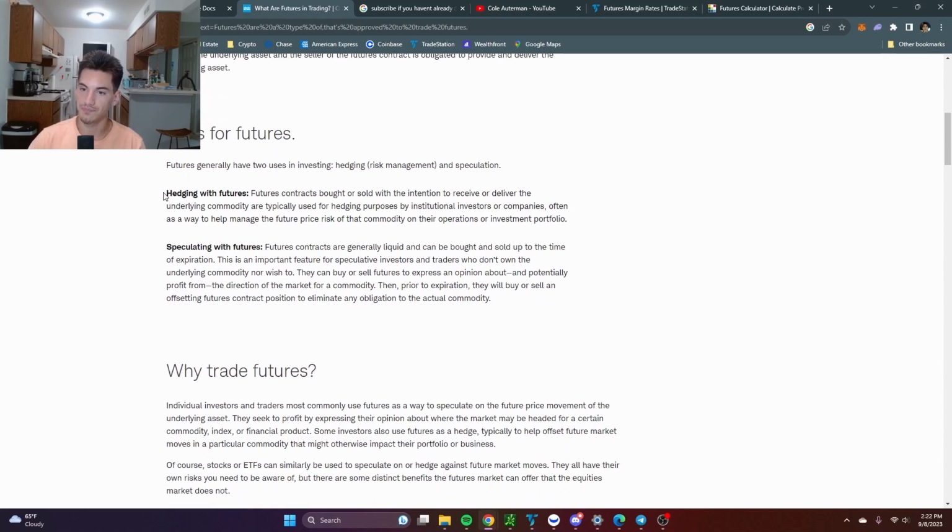There are two types of uses for futures: investing, or I guess speculating, and hedging. Speculating is what we do, just buying, selling, day trading, and hedging is basically risk management. If a farmer needs to be able to sell his wheat at $5, then he'll sell some contracts at $5, and boom, there you go, right? So it's super easy, and it's risk management and hedging.